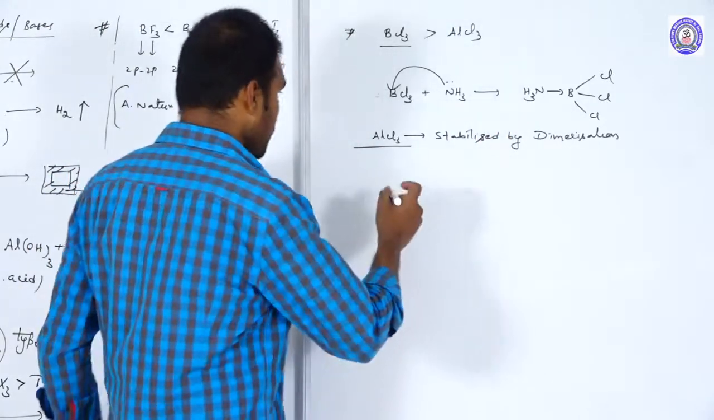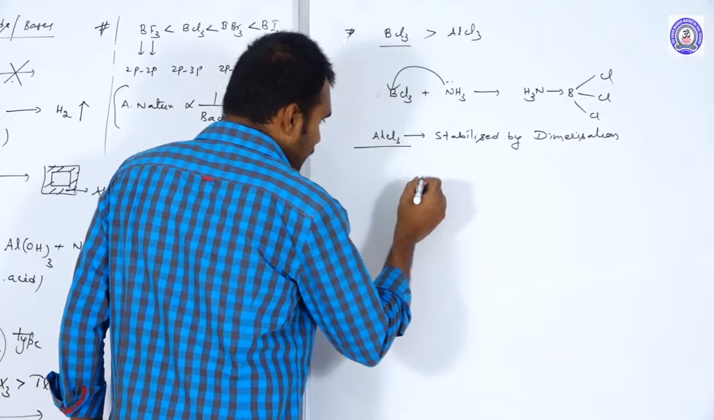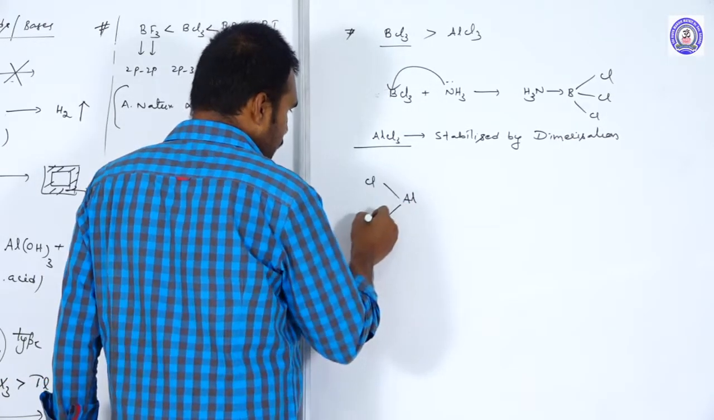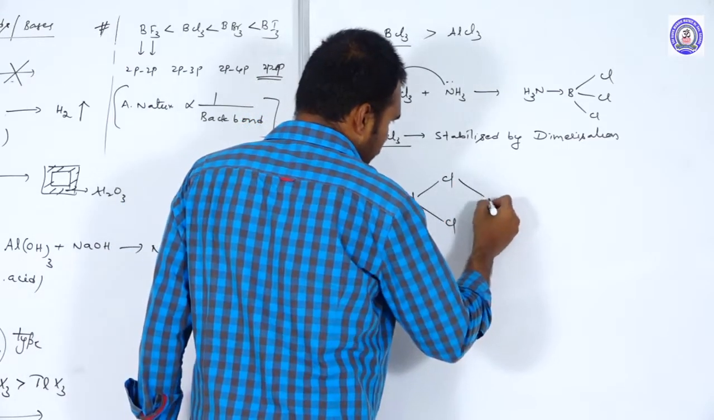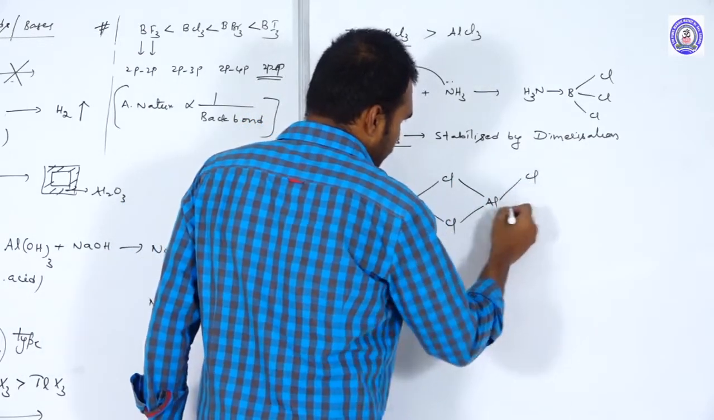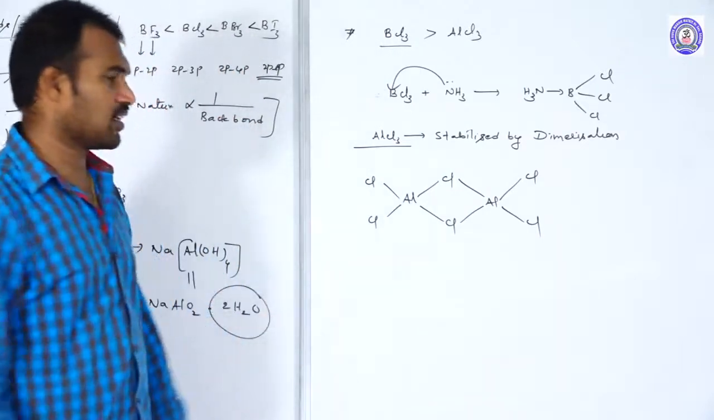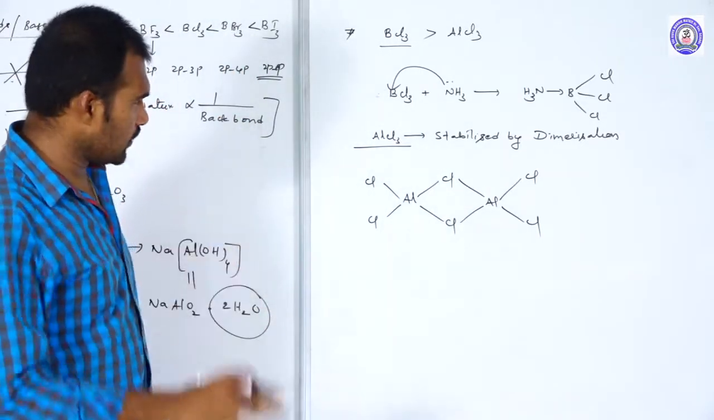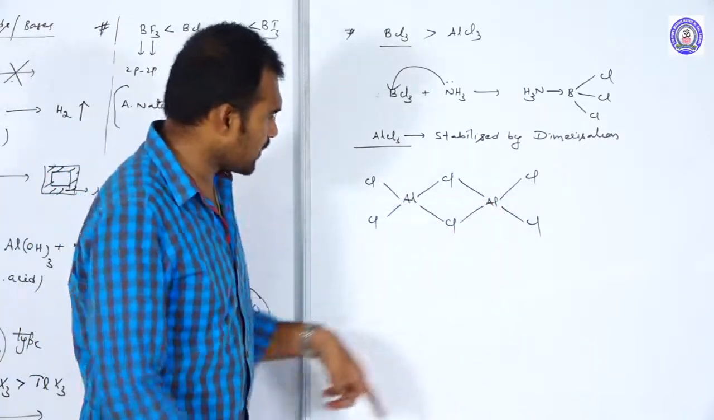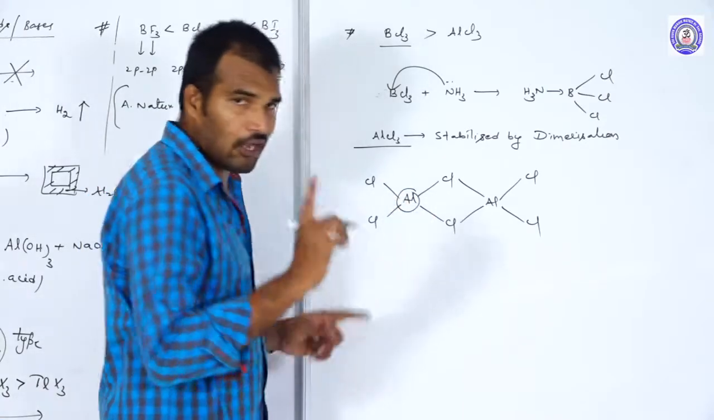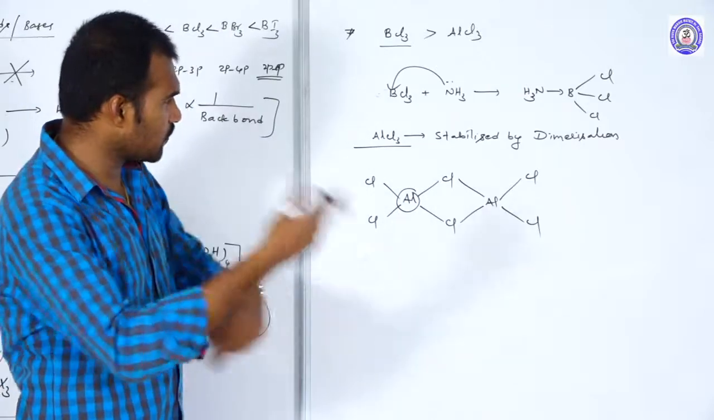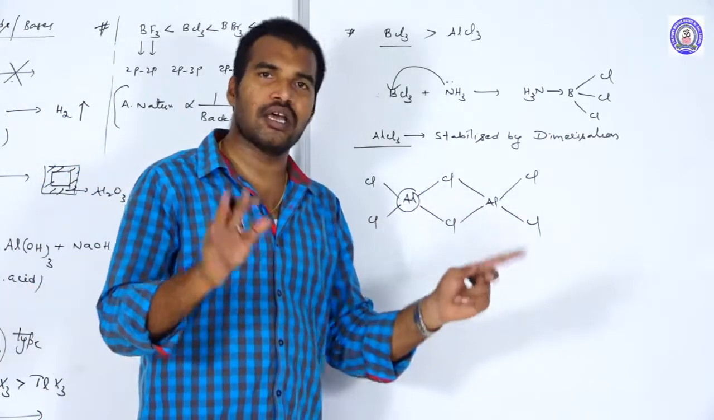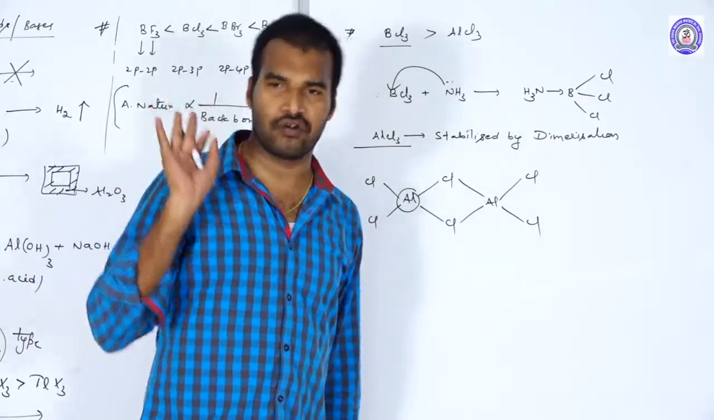Let us see the dimer structure of AlCl3. That is Al. So this is the dimeric structure of AlCl3. In this dimeric structure, each aluminium is surrounded by how many chlorines? 4 chlorines, 4 bonds, 4 twos are 8. So because of this dimerization, both the aluminiums get a stable octet configuration.